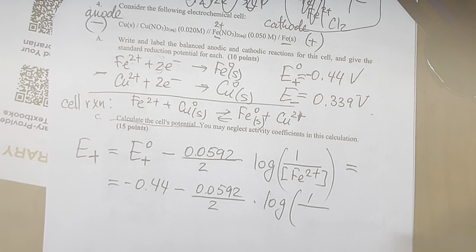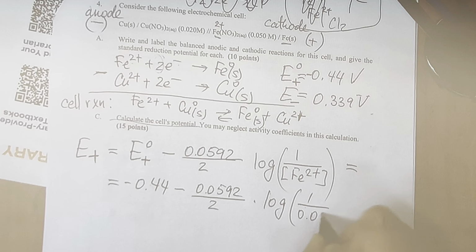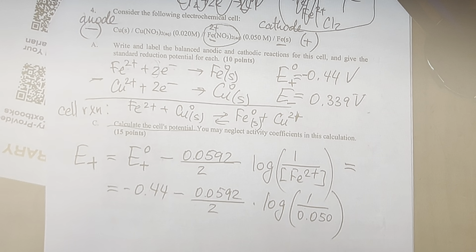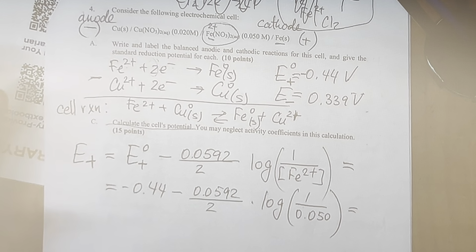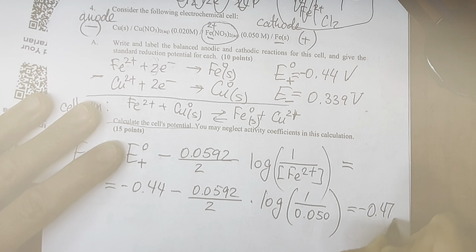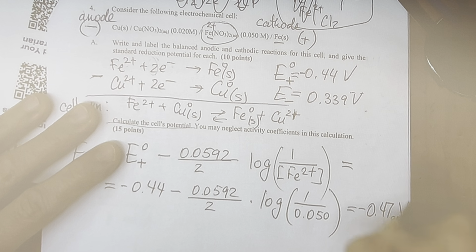What would be iron 2+ concentration? 0.05. It's 0.050. It's a soluble salt. Any nitrate is soluble. I gave you the concentration. It means it's completely dissociated. Okay, so what is it? I have negative 0.4785.